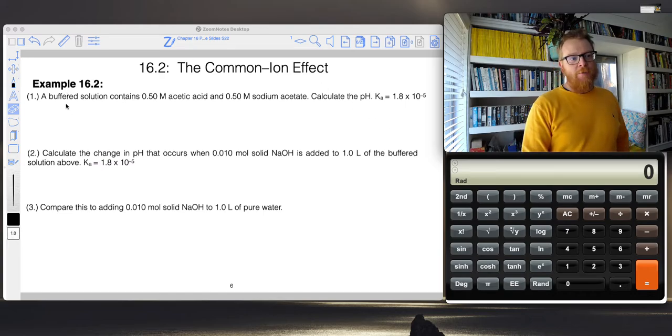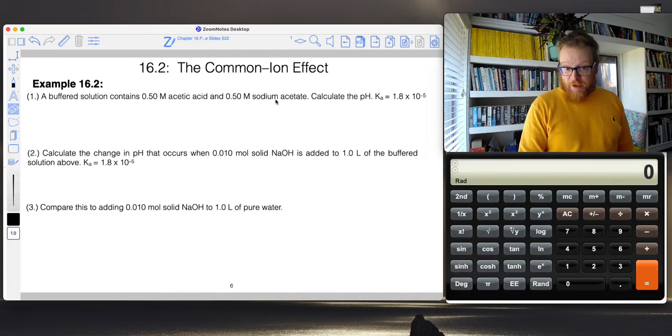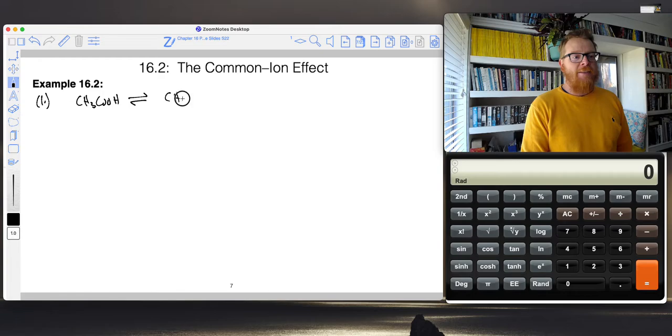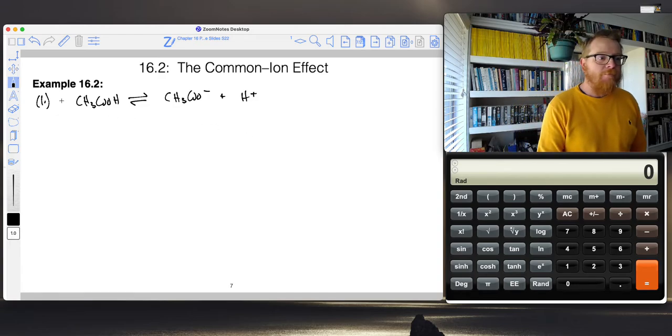So in this first one, a buffered solution contains 0.5 molar acetic acid and 0.5 molar sodium acetate. Calculate the pH. I'm just going to go straight into that on this other page where I've got lots of open room. So number one, we need to set up the RICE table, right? So that's acetic acid, CH3COOH, and that makes the acetate ion, CH3COO minus, as well as H plus.